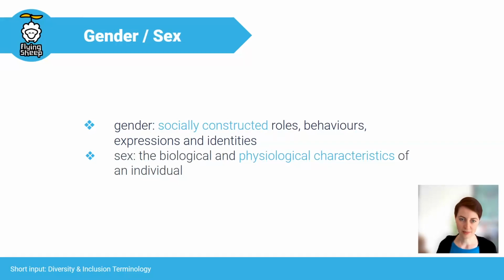Gender and sex. Gender and sex are often used interchangeably, just like equity and equality, but they are in fact two very different concepts. So gender describes socially constructed roles, behaviors, expressions, and identities. And it has absolutely nothing to do with the body, except that certain norms and expectations are linked to certain bodies because of social constructs.